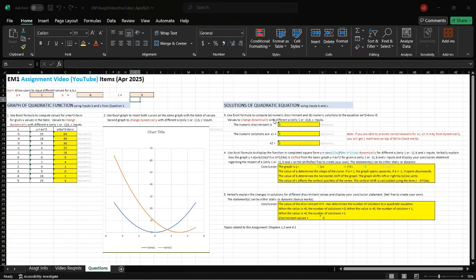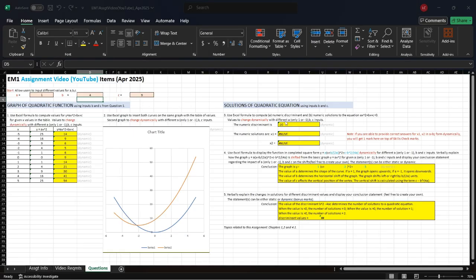When the discriminant value is 0, the graph only touches the x-axis once, so there will be only one solution. When the discriminant value is negative, the graph does not intersect with the x-axis, so there will be no solution.